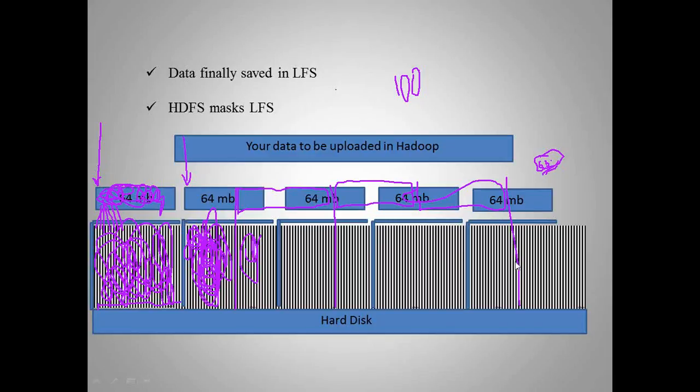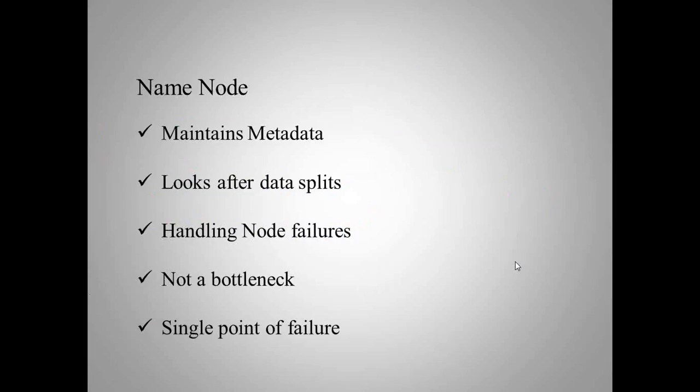And here, this is what we discussed so far. Name node will maintain all the metadata details, and it will look after the data splits, because name node only knows on which node you have your data available. So it will be taken care of by the name node only. And handling the node failures, this is what I need to talk about.